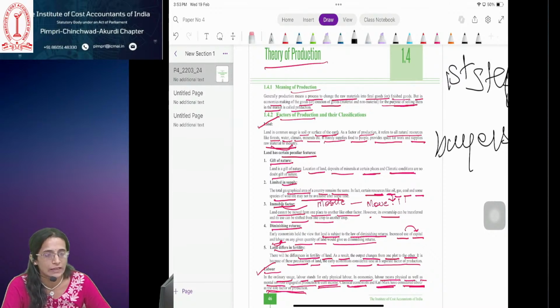Now we will discuss in detail the factors of production. In the previous lectures we discussed what the factors of production are: land, labor, capital, and organization, that is, the entrepreneur. These factors are required for production purposes, right? Now we will discuss these factors in detail. Which is the first factor they are discussing here? Land. So what is land?